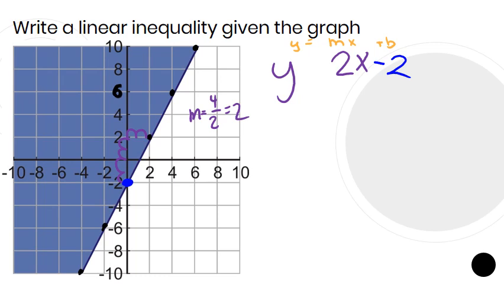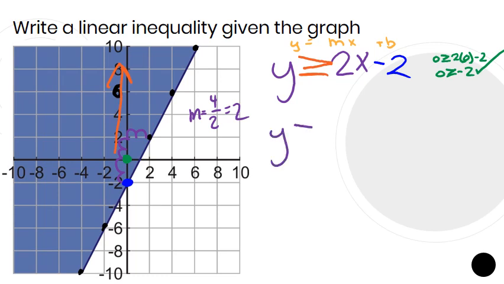But this is an inequality. Should there be a line under my inequality sign? And that answer is yes, because it's a solid line. And then I also need to determine if it's greater than or less than. In this example, I shaded above the line. Because I shaded above, it's going to be greater than. If I needed to check with a quick test point, (0, 0) is shaded. So if I was to plug that in, 0 greater than or equal to 2 times 0 minus 2, I would get 0 is greater than or equal to negative 2. That's good, that's true, that proves that I'm right.